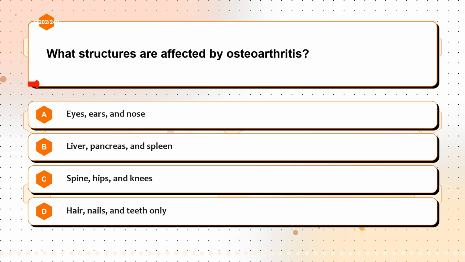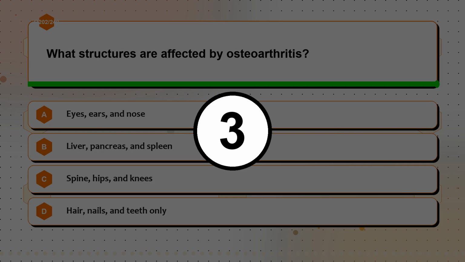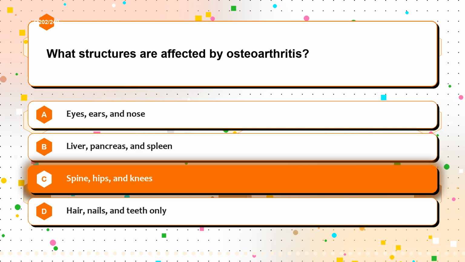Question 202. What structures are affected by osteoarthritis? Here are the options. Option A, eyes, ears, and nose. Option B, liver, pancreas, and spleen. Option C, spine, hips, and knees. Option D, hair, nails, and teeth only. The correct answer is option C, spine, hips, and knees.